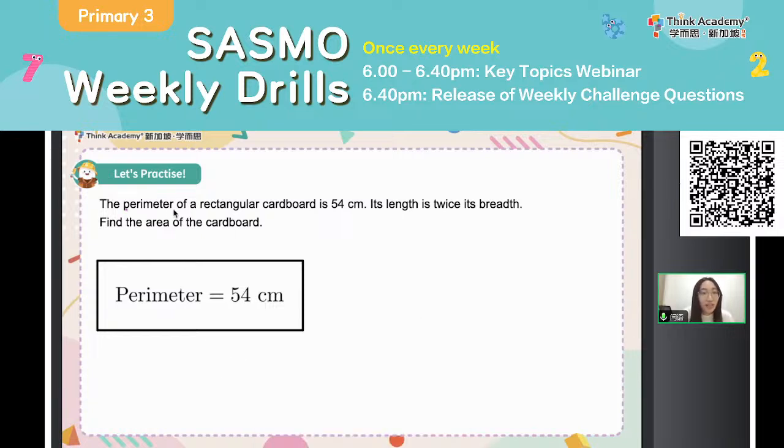Again, let me help you underline the keywords. Perimeter is 54. Length is twice. What is the meaning of twice? That means 2 times. And you try to figure out the area. Here I just help you to label out and you can have a try by yourself. I give you 20 seconds first. Think about it. What is the value of 1 unit? Have a try.